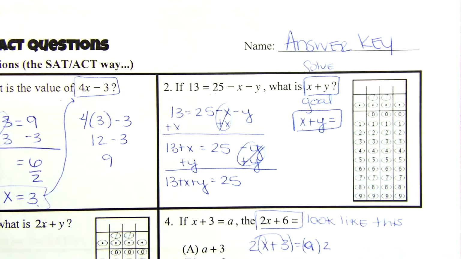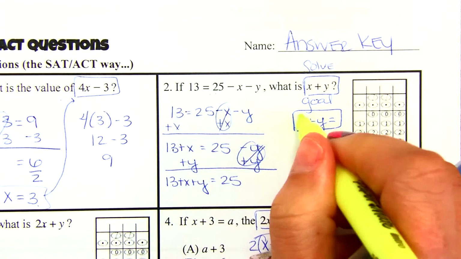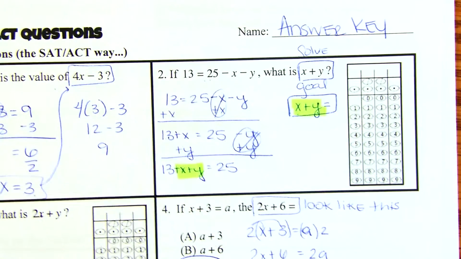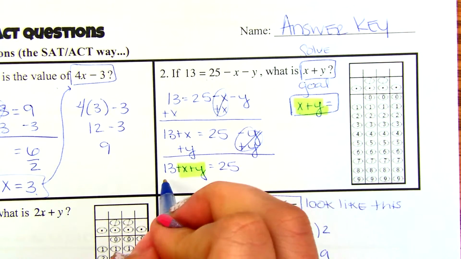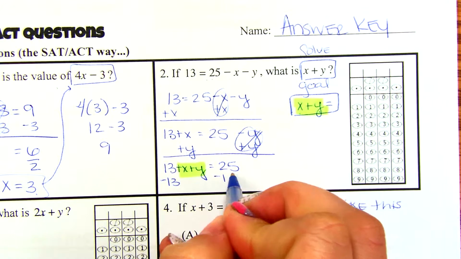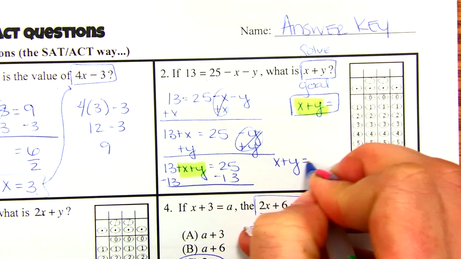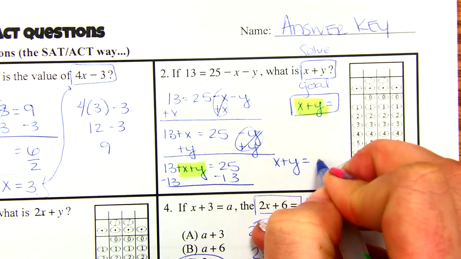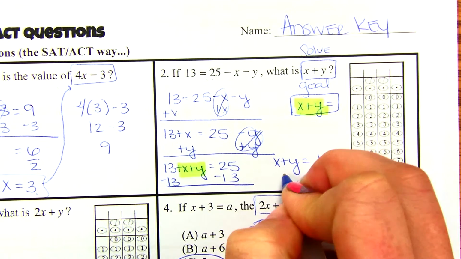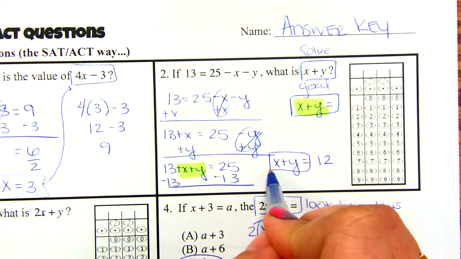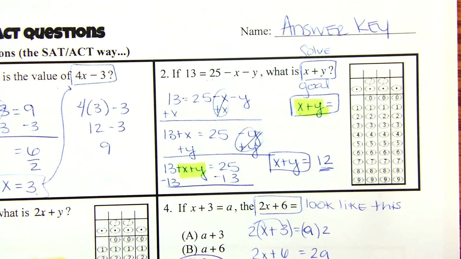And again, my goal is to get x plus y. So I see x plus y here. I just need to get rid of the 13. So I'm going to subtract 13 from both sides. So I get x plus y equals 25 minus 13 is 12. So what is the value of x plus y? x plus y is 12.